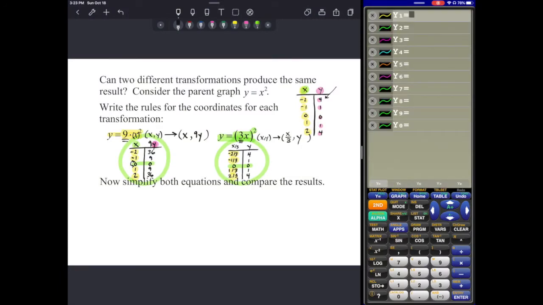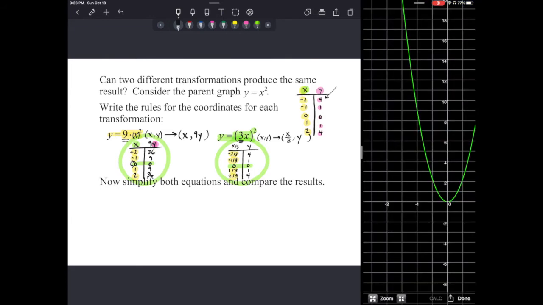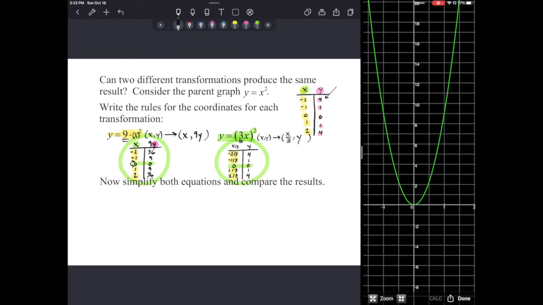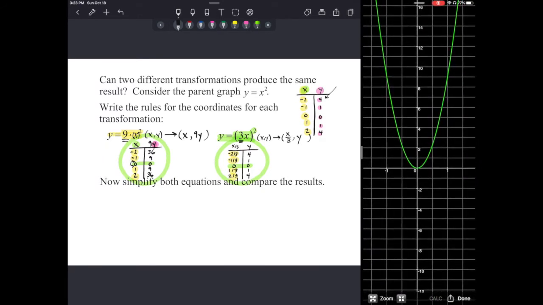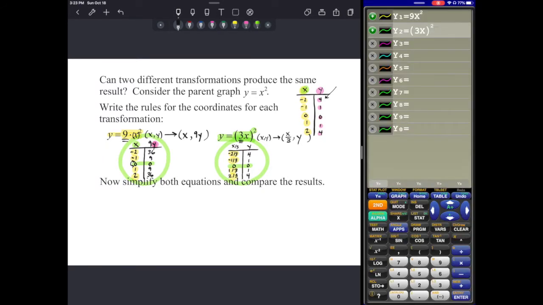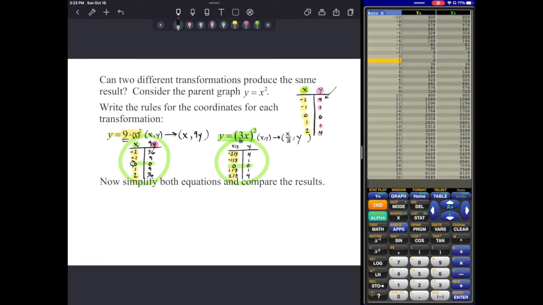So let's type in the first one. We have 9x squared. And the second one, we have the product of 3x, and then we're squaring all of that. If I graph those, you're going to see I get a parabola. But there's only one parabola on the screen. And the reason why is because these two functions are actually equivalent to each other. If I go to my table, you will see that all of the outputs between them match.